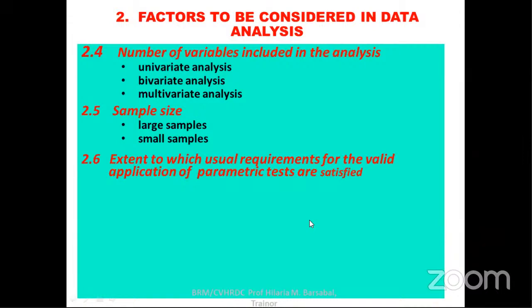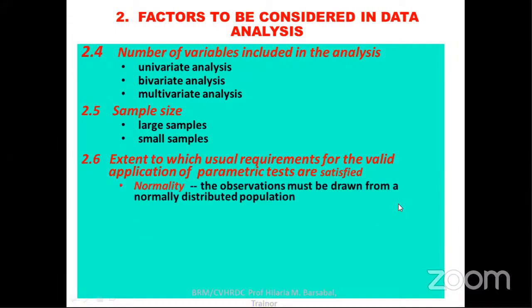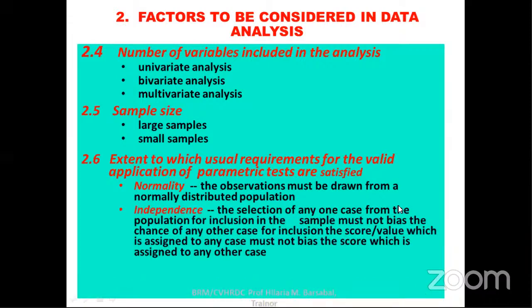Now, next, we have the extent to which the usual requirements for valid application of the parametric tests are to be satisfied. So, I think your Sir Arman has talked about normality and independence. Now, take note, before you gather the data, you have to assess first the population parameter. You talk about population. In this case, you talk about test of homogeneity, test of normality, and test of independence. And I think this was discussed yesterday by your Sir Arman.